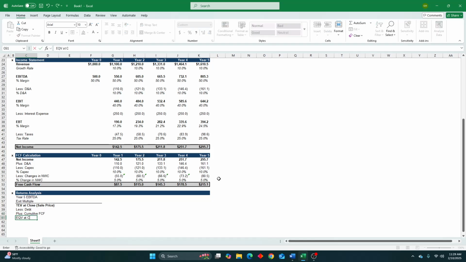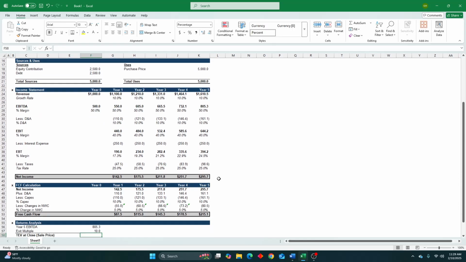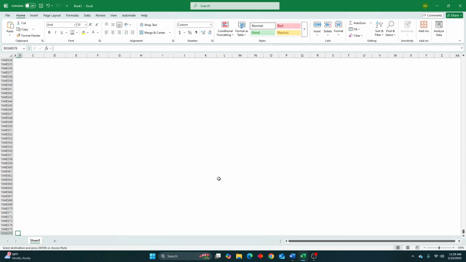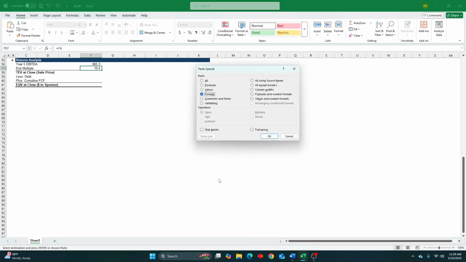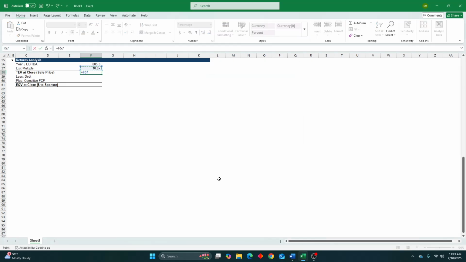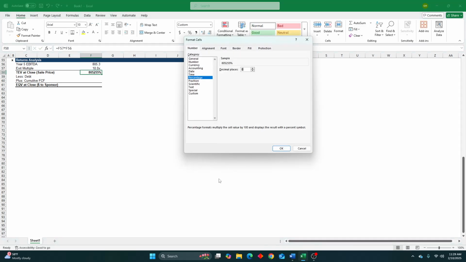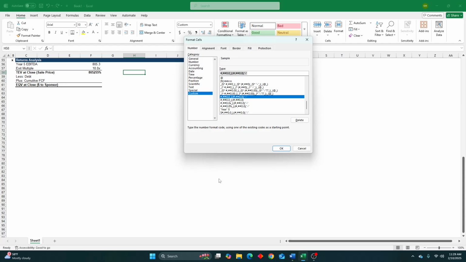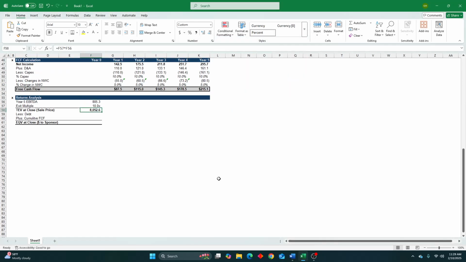And this will get us our EQV at close, which is essentially the dollar to sponsor. So this is how much the sponsor will actually realize upon exit. So we'll start with our year 5 EBITDA. We'll link that in. So it's going to be the 805. Our exit multiple will be the same as entry. So that'll be 10 times. And I'll format this really quick. Meaning that our TEV at close is going to be that 8,052.